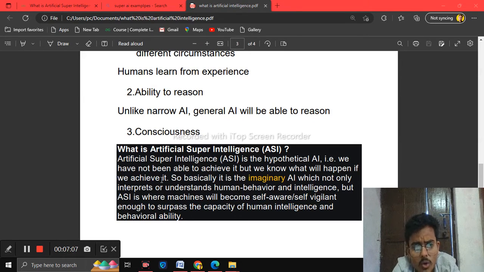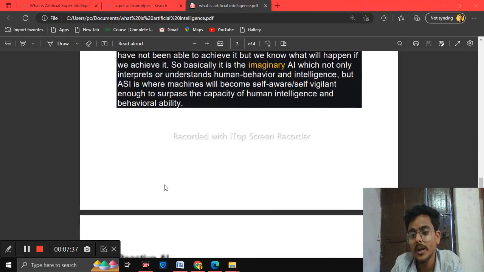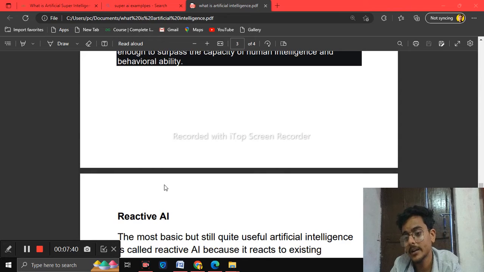AI which not only interprets or understands human behavior and intelligence, but ASI, artificial super intelligence, is where machines will become self-aware. Machines becoming self-aware means they will take their own actions and their own decisions. That is called artificial super intelligence. This means machines will surpass humans and they will think and do as they want.